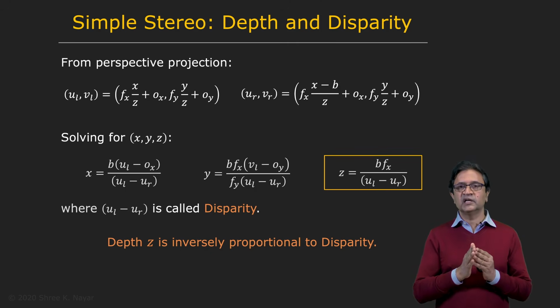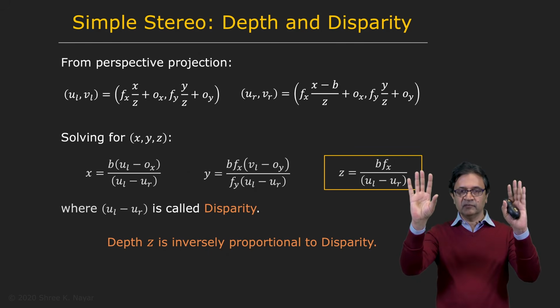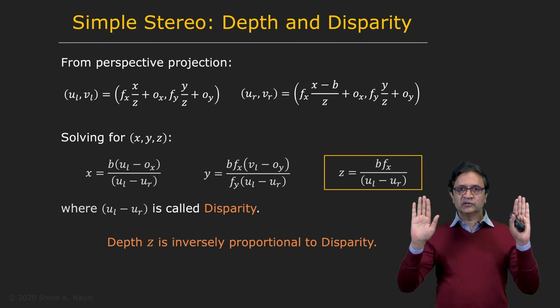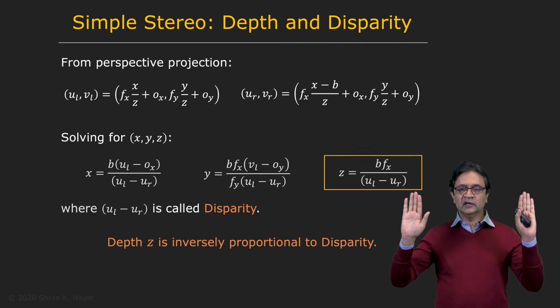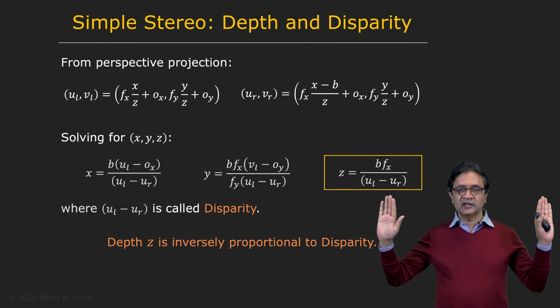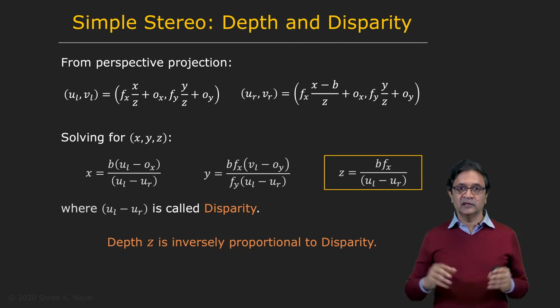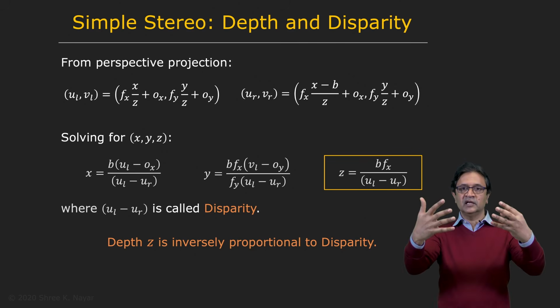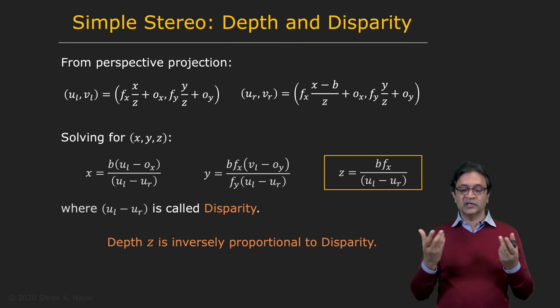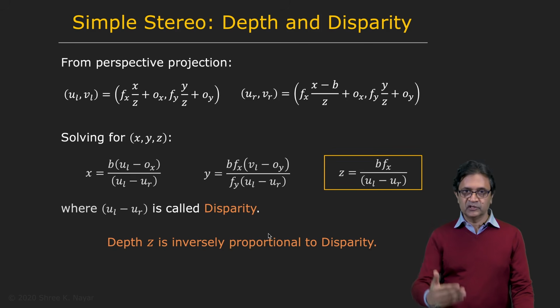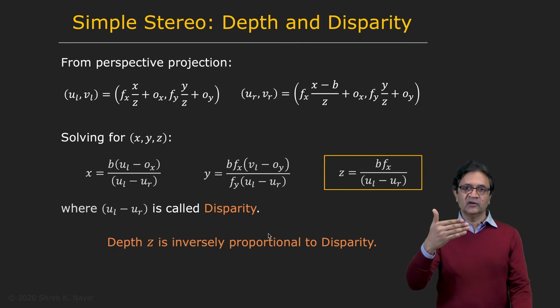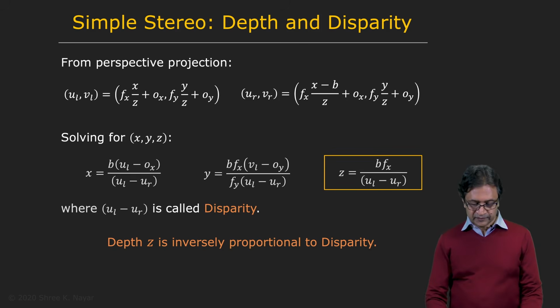What this tells you is that if you have a scene at infinity, and if you take two images of the scene, one with the left camera and one with the right camera, it doesn't really matter how far these cameras are with respect to each other, what the baseline is, you're going to get two identical images. Now, as the scene gets closer and closer, you're going to see differences in the projections, disparities, and the disparity is going to increase as the depth decreases.